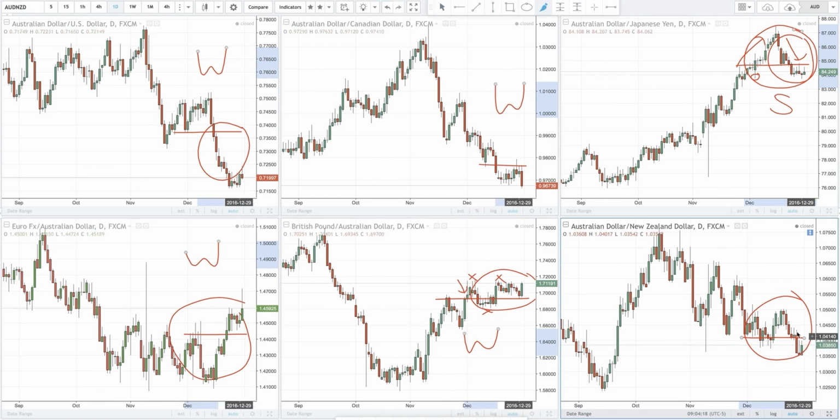And as long as the breach below is real, it's still seller's territory. Okay, if in the next 2 days or something it comes up higher, then that's not the case anymore, because then it's going to be a range like that. But for now, it's still seller's territory. So this means Aussie is still weak here.